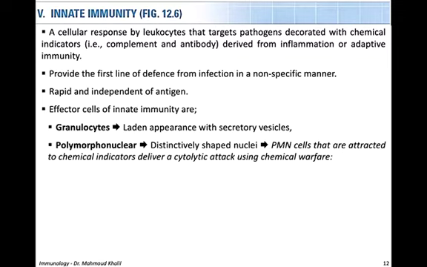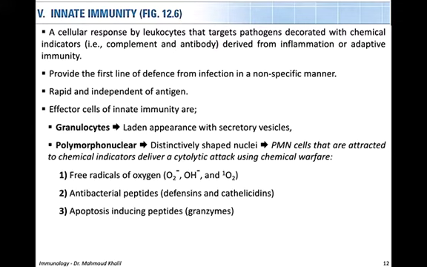The effector cells, or the main players of the innate immunity, are granulocytes and polymorphonuclear leukocytes, PMN. Granulocytes are full of secretory vesicles with a lot of proteases and different enzymes, while PMN have a very characteristic nuclear shape, and these cells are attracted to chemical indicators like cytokines. They can deliver a cytolytic attack using chemical warfare. What kinds of chemical warfare can these PMN leukocytes use? Three types: free radicals of oxygen, like the oxygen free radical or hydroxyl free radical; antibacterial peptides like defensin; and apoptosis-inducing peptides like granzymes.